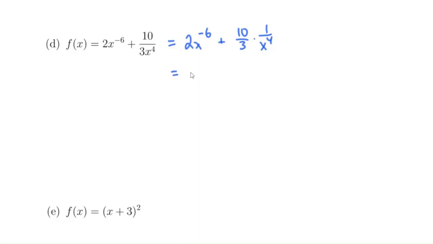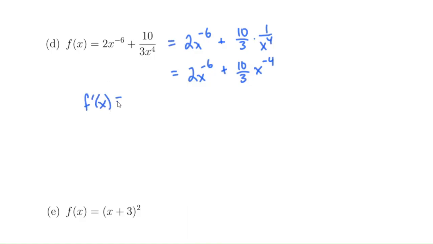So let's rewrite this. And again, we're not doing the derivative yet. We're just rewriting this. 1 over x to the 4th is like x to the minus 4th. So 10 over 3x to the 4th is the same thing as 10 thirds x to the minus 4th. Now let's go ahead and take the derivative.